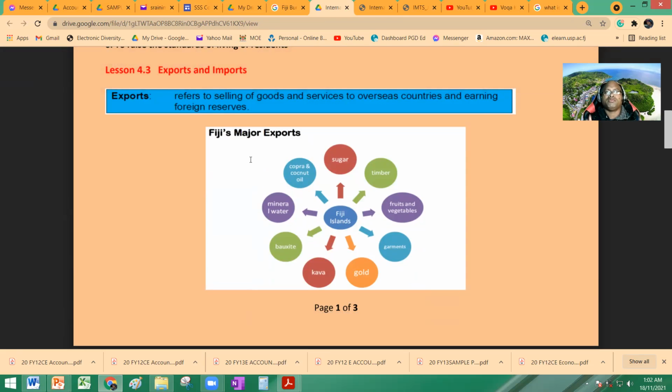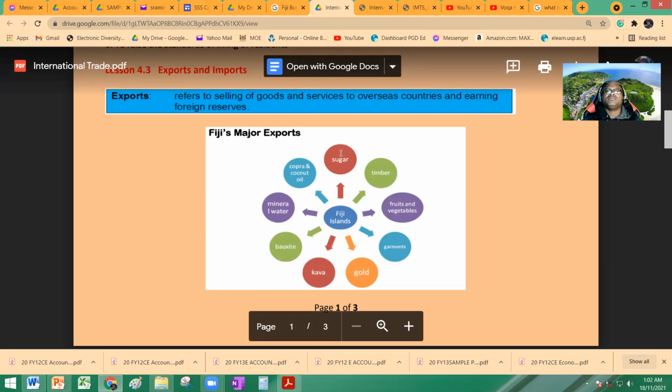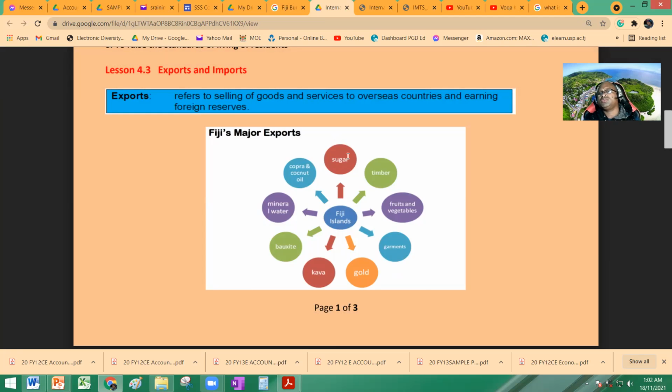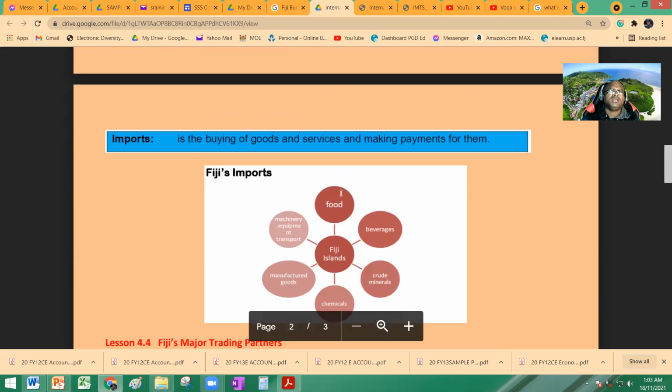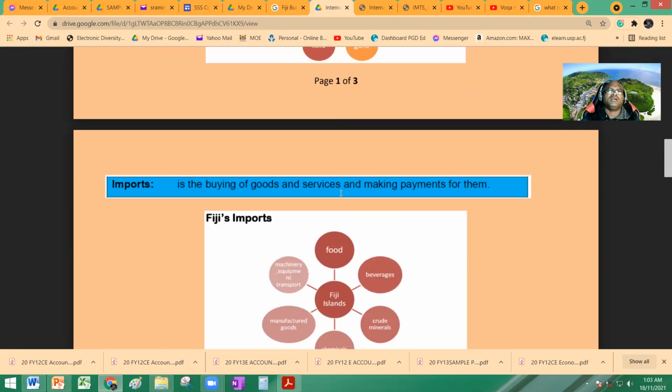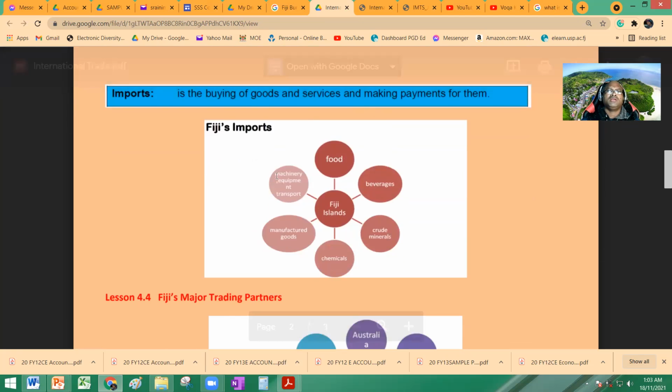And then we have what are our major exports. That means what are the products we are exporting. So this is a list of items. We have sugar, timber, fruits, garments, gold, cover, bauxite, mineral water, copra, and coconut oil, and other products that are not in this list. And these are our imports: food, beverages, crude material, chemicals, manufactured goods, machinery and equipment.